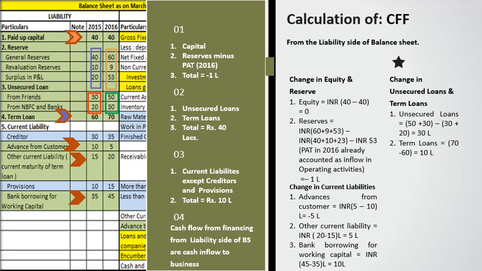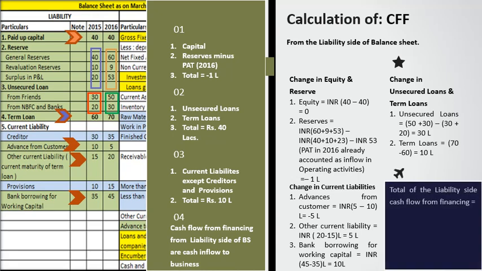Let us summarize the calculation so far. Total of the liability side cash flow from financing: capital plus reserves equals rupees minus 1 lakh. Unsecured loans and term loans equals rupees 40 lakhs. Current liabilities equals rupees 10 lakhs. Total equals rupees 49 lakhs. We shall see the calculation of the asset side for cash outflows from the balance sheet in the next slide.